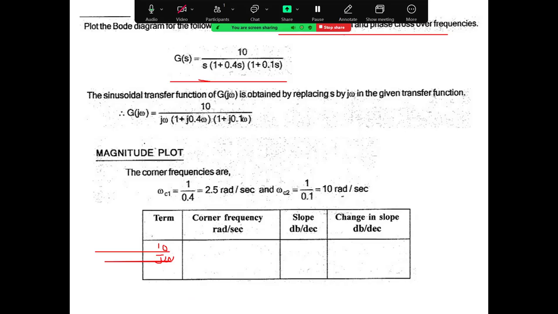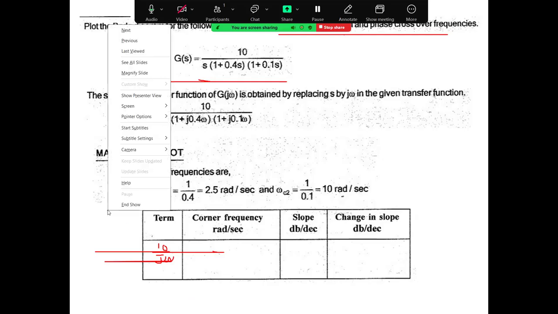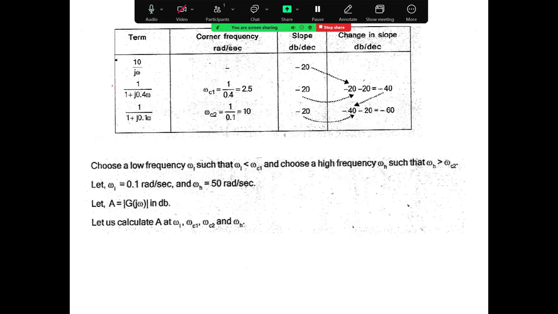So what is the corner frequency for this integral term? There is no corner frequency for the integral term. So 10 by j omega is an integral factor, so there is no corner frequency. What is the slope of the integral factor? Minus 20 decibels. We already covered that in the previous classes, so please refer to that. For the integral factor, the slope is minus 20 decibels.